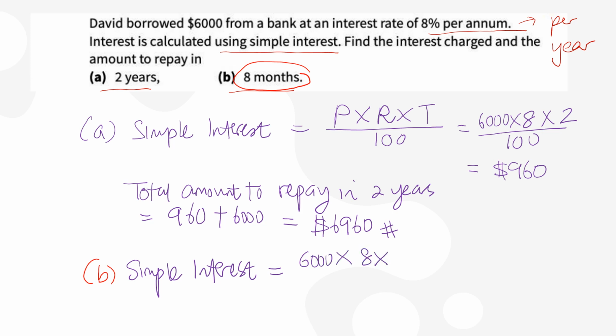However, the value to substitute in for the time, you need to convert the months to years. Why do you need to convert the months to years? Because the interest rate is 8% per annum, per 1 year. That means the bank charges you 8% for 1 year. So if you borrow for 8 months, then you pay at the prorated rate, that would be 8/12. You don't need to pay for the whole year, just pay for 8 months. So you convert the 8 months to years, which is 8/12, then divide by 100.